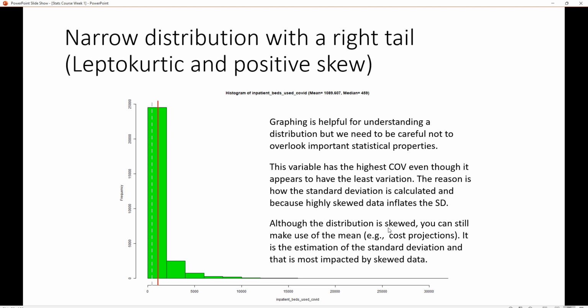Although the distribution is skewed, you can still make use of the mean. For example, cost projections. It is the estimation of the standard deviation that is most impacted by skewed data.